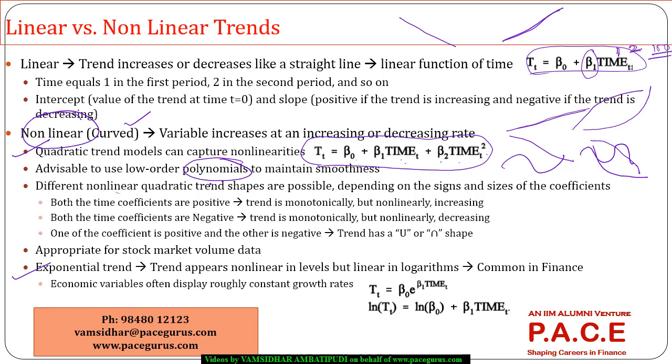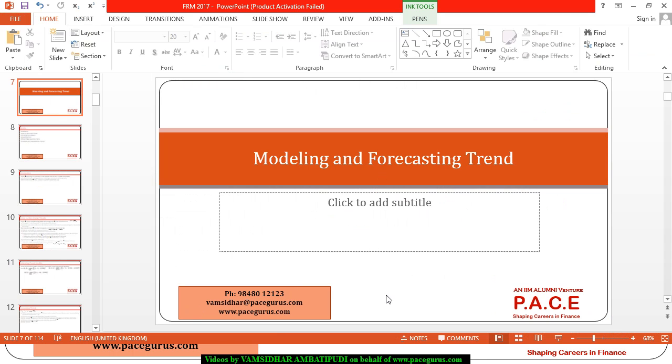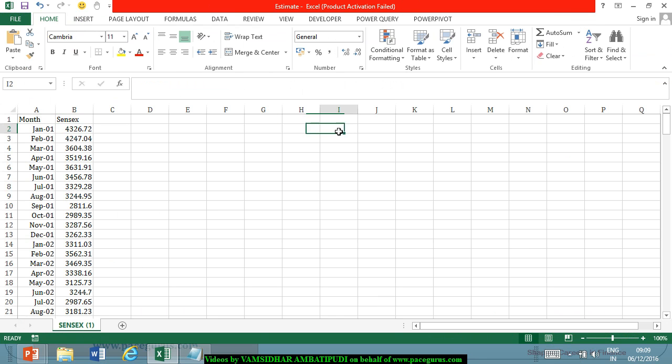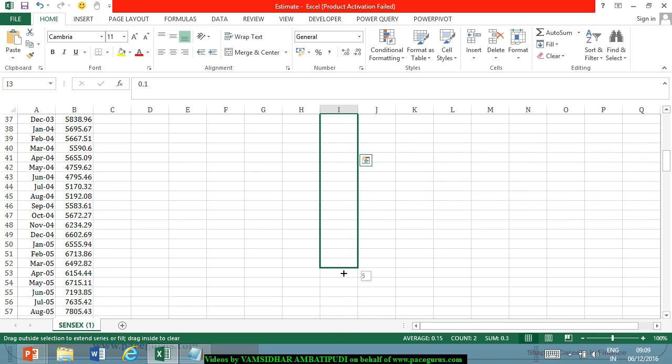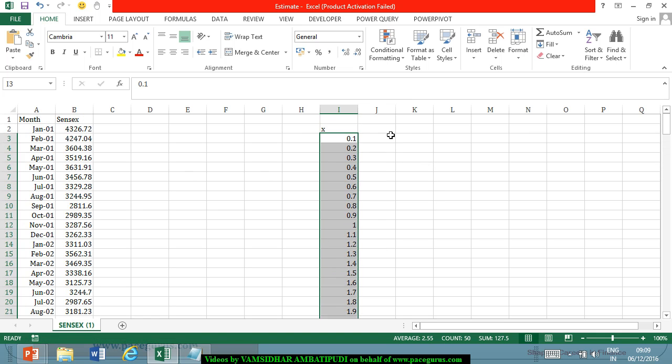So different non-linear quadratic trend shapes are possible. Now if you are talking about a plus bx plus cx squared, let me just try these things. Let me take the values of x as, let's say, 0.1, 0.2, and let me take it up to 5. I'm taking the values up to 5. So I want to take the values of a, b, c.